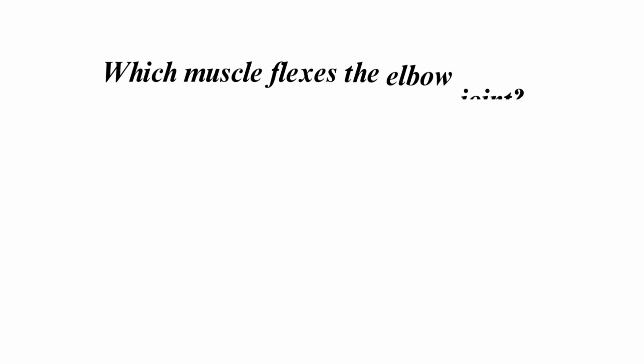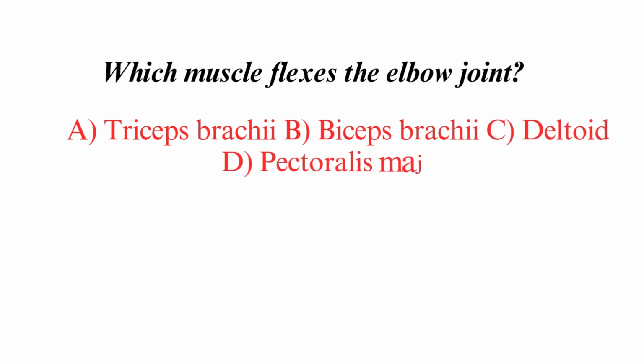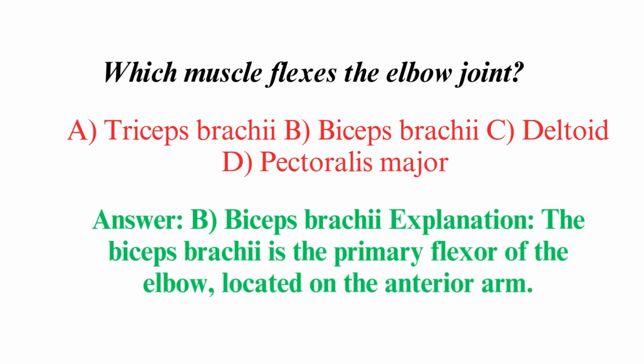MCQ 2. Which muscle flexes the elbow joint? A. Triceps brachii. B. Biceps brachii. C. Deltoid. D. Pectoralis major. Answer. B. Biceps brachii. Explanation. The biceps brachii is the primary flexor of the elbow, located on the anterior arm.